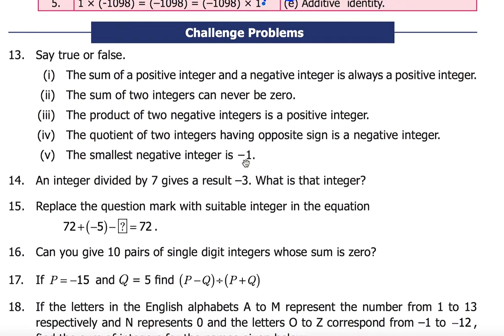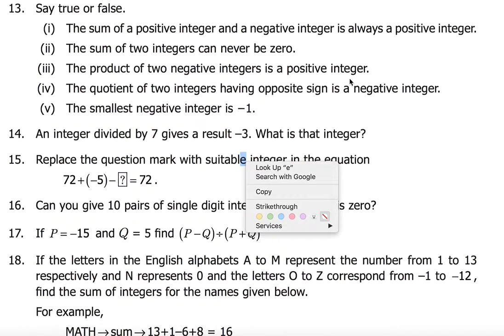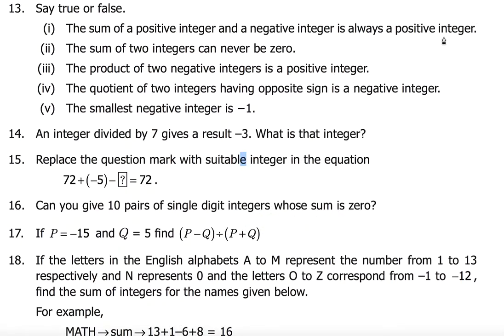Challenge problems. Say true or false. The sum of positive integer and negative integer is always positive integer. No, false. The sum of two integers can never be 0. Can be 0. Okay, that is also false. The product of two negative integers is a positive integer. This is true.